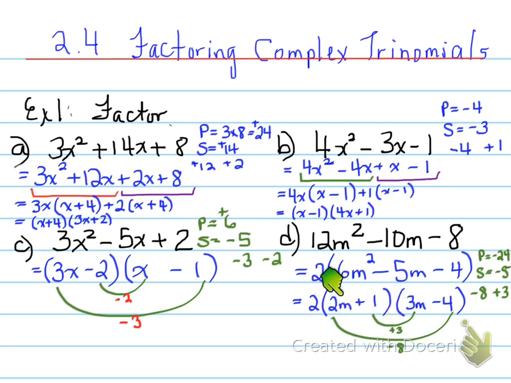How does that help us? Well, 2m times negative 4 is negative 8m. 3m times 1 is positive 3m. Negative 8m plus 3m gives you negative 5m. And positive 1 times negative 4 gives us negative 4. So we've checked out, everything works, and this is your final answer, folks.